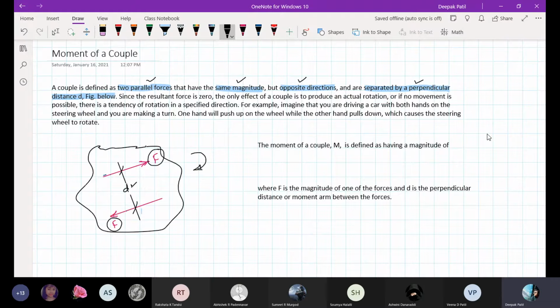Are you clear, students? Yes, sir. Okay. Can anybody give me any other example for a moment of a couple, as I gave the example of a steering?